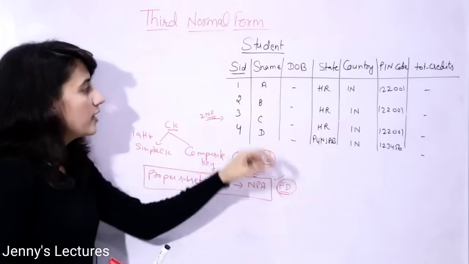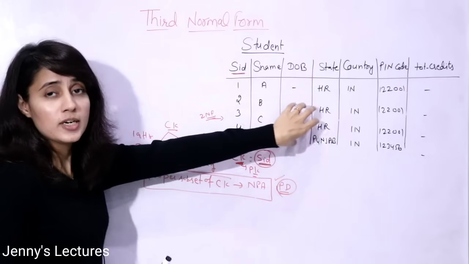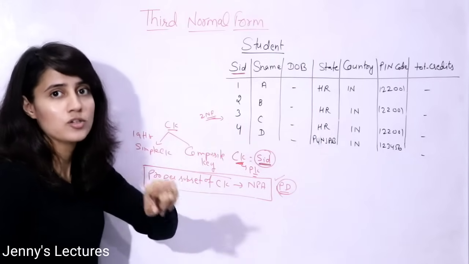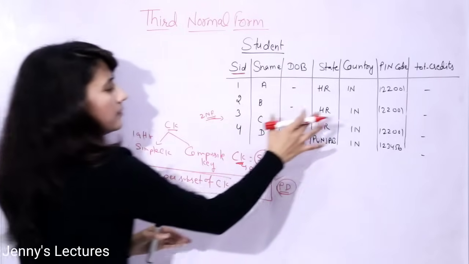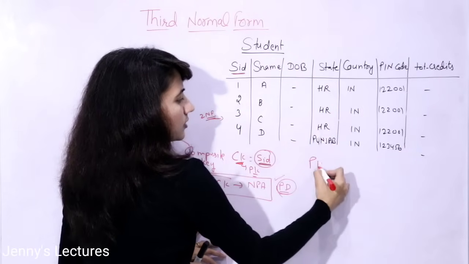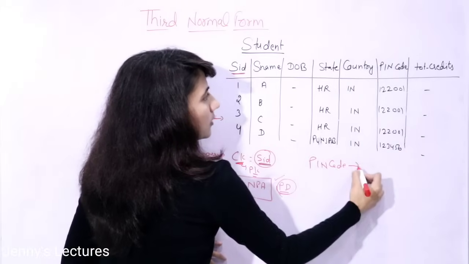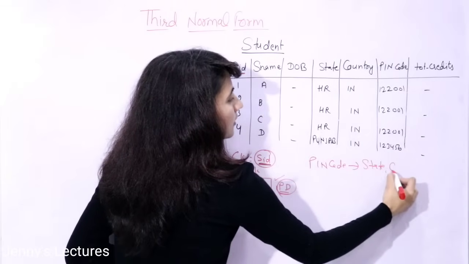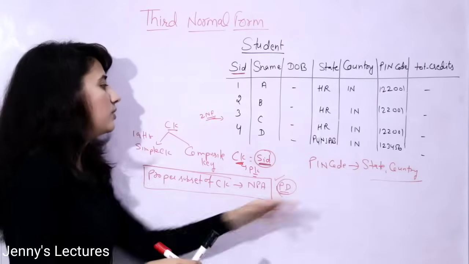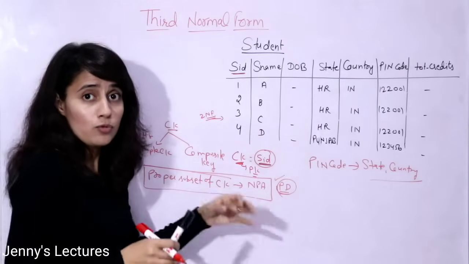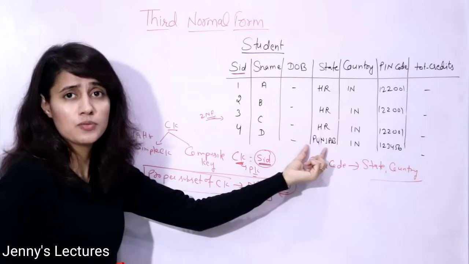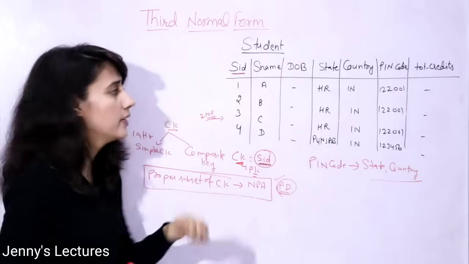But still, what can be the problem in this table? If your database is in second normal form, that is also not considered a good database. Why so? Because here, using pin code I can determine state and country. So this is the functional dependency present here. How to check whether a particular functional dependency is valid or not, we have also discussed in the previous video. You can check out that video in the side button.